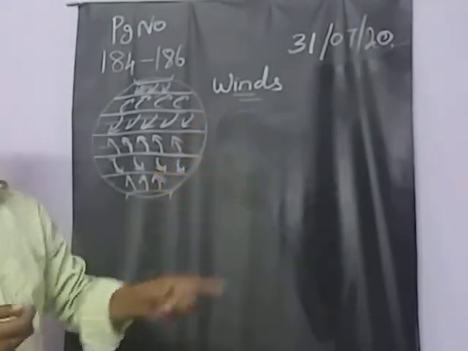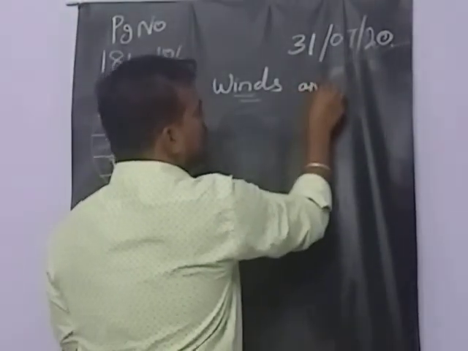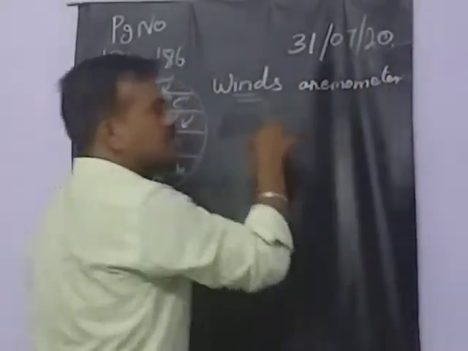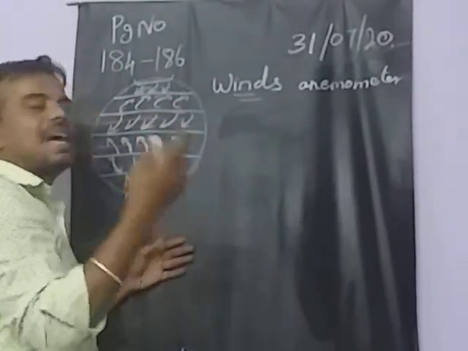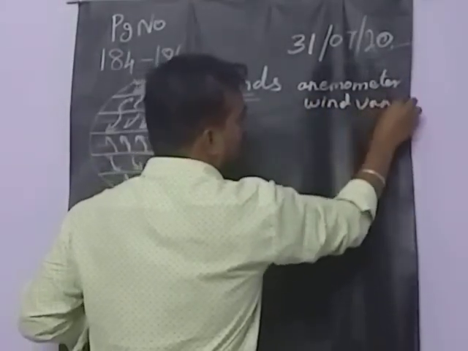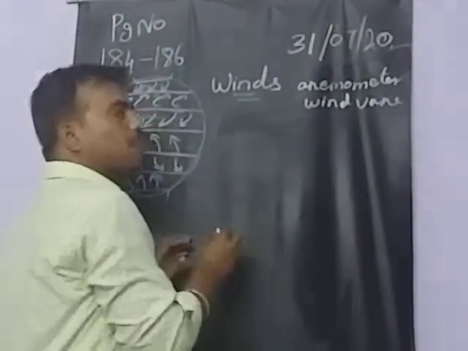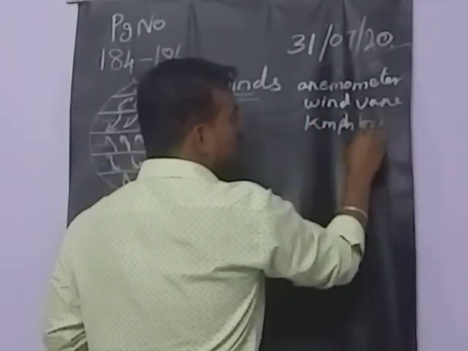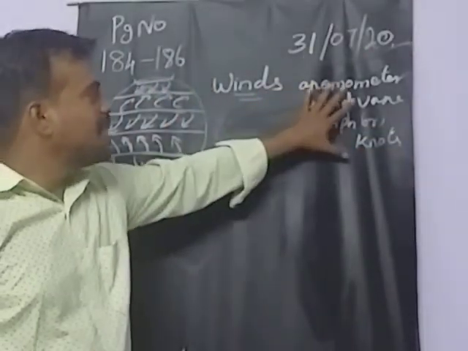This wind is measured using certain instruments. So what is an anemometer? An anemometer is an instrument for measuring the speed of the wind. And from which direction it is blowing, we can find by the use of a wind vane. The speed is measured in kmph, kilometers per hour, or knots. These are the basic concepts of the wind.